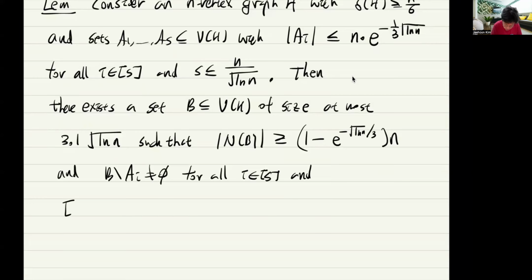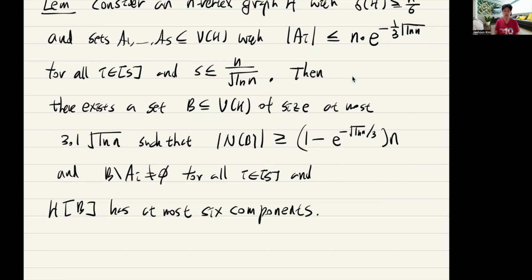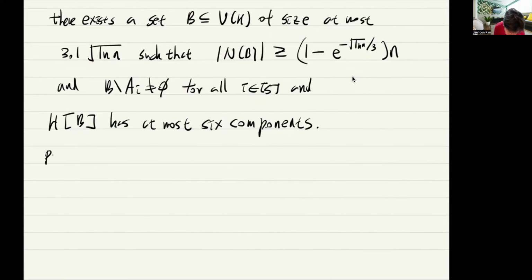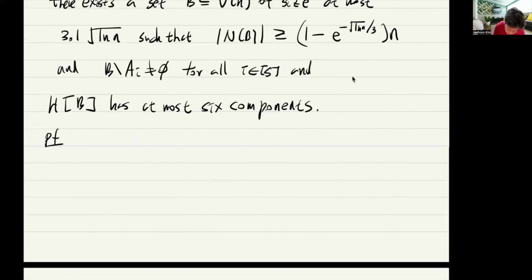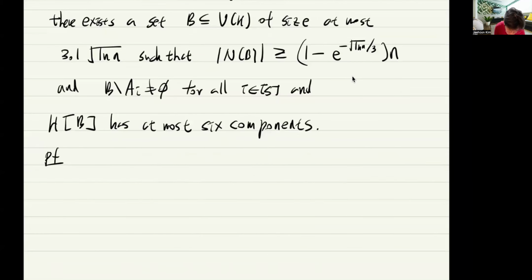Ideally we want to make it connected, but we can actually make it pretty close to being connected. It has at most 6 components. So let's prove this. The proof is more or less the standard probabilistic method.